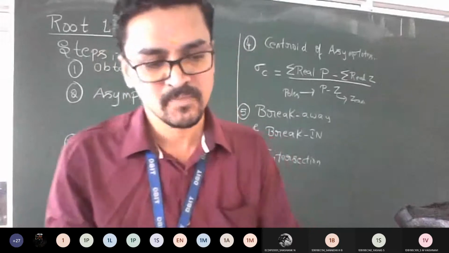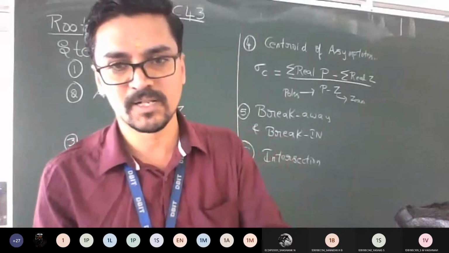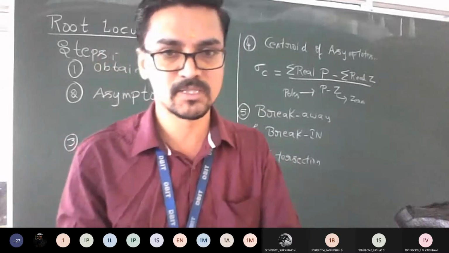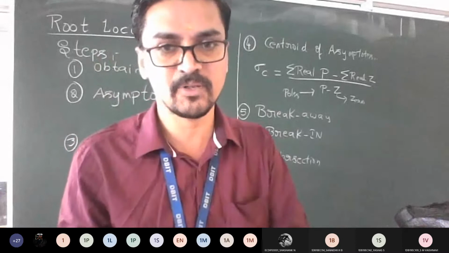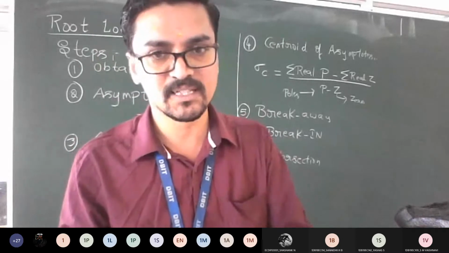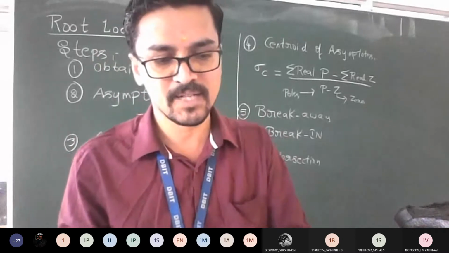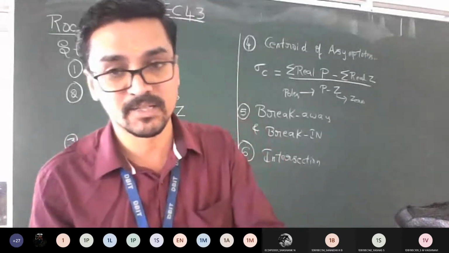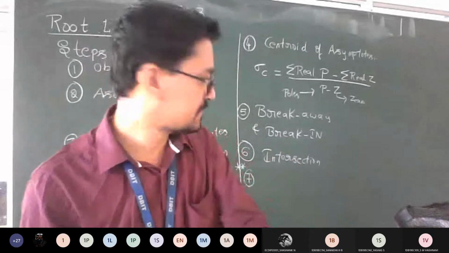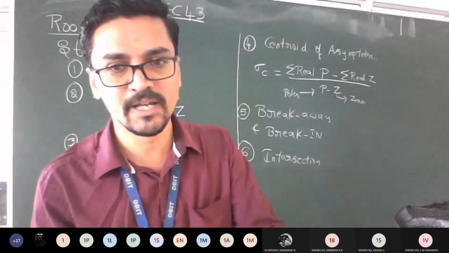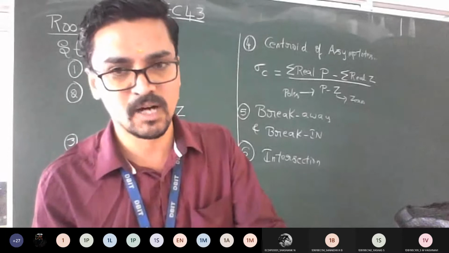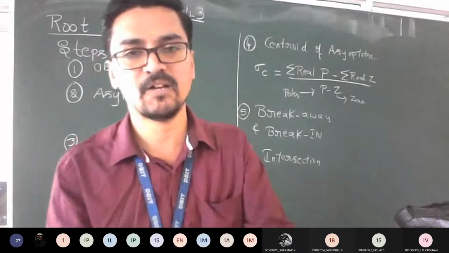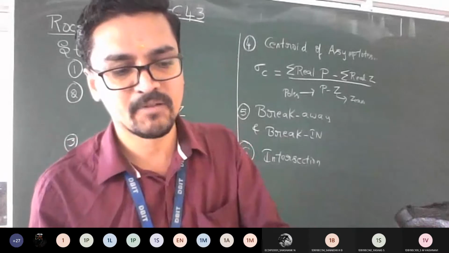Step number 7: if complex poles are present. I'll repeat, if complex poles. I told you normal poles means real numbers; complex means maybe 2j, 3j, whatever it is. So whenever complex poles are present, then find the angle of departure. I'll repeat, step number 7 is going to occur only if complex poles are present, then find the angle of departure.